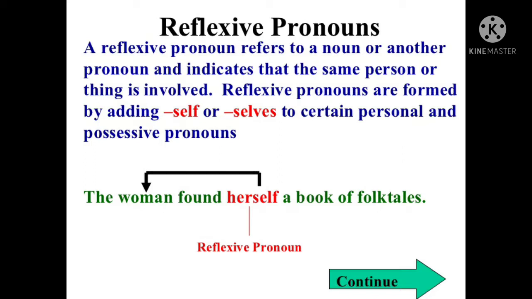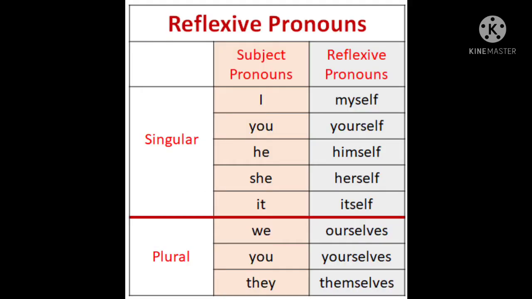You have to identify a reflexive pronoun when the action of the subject reflects upon the doer. Doer means who is doing the action. Here is a list of 8 reflexive pronouns where you can notice the subject pronouns that have been turned into reflexive pronouns. In singular form, we have I. When I change it into a reflexive pronoun, it becomes myself.